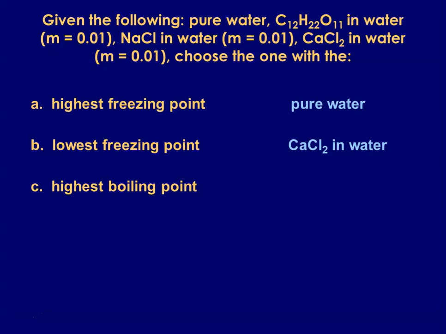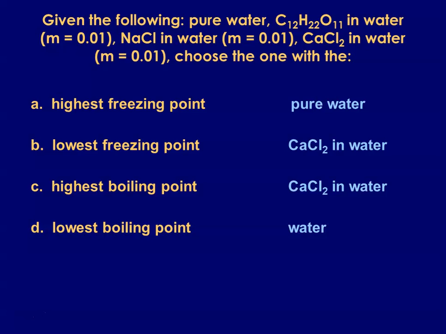Which of these would have the highest boiling point? It would be the same as the one with the lowest freezing point, because boiling point is elevated by the number of particles, the ions, that are present. So that would be calcium chloride. And the one that would have the lowest boiling point would be the pure solvent, and that would be water.